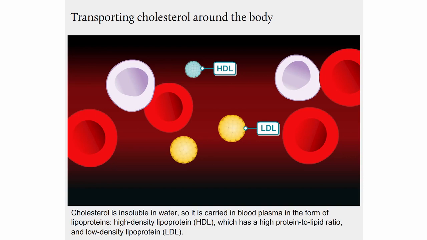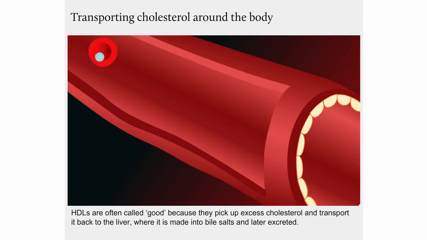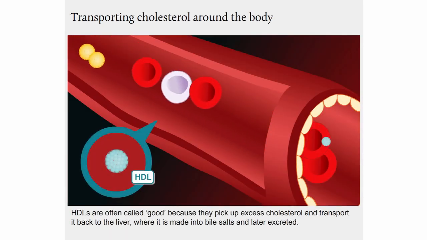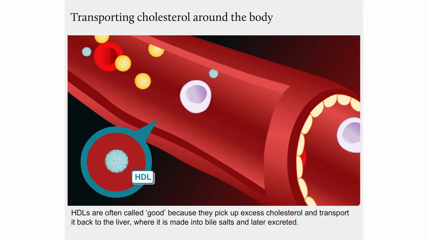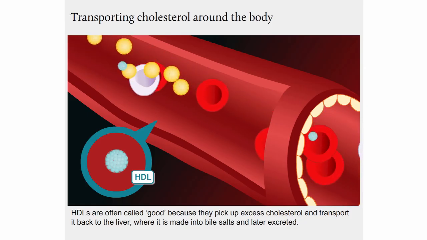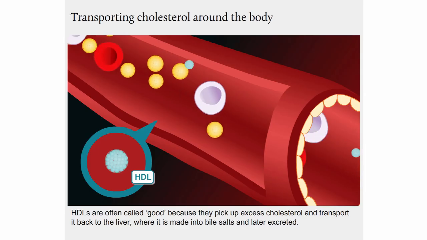Cholesterol is insoluble in water, so it is carried in blood plasma in the form of lipoproteins: high-density lipoprotein, HDL, which has a high protein-to-lipid ratio, and low-density lipoprotein, LDL. HDLs are often called good because they pick up excess cholesterol and transport it back to the liver, where it is made into bile salts and later excreted.